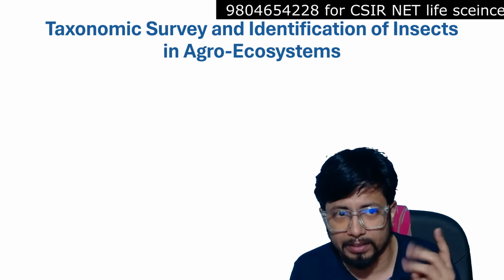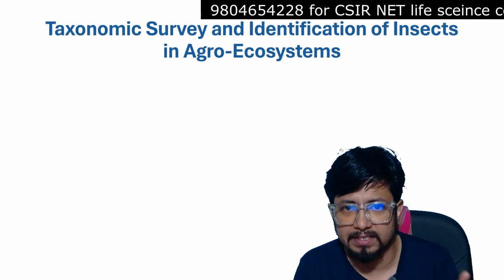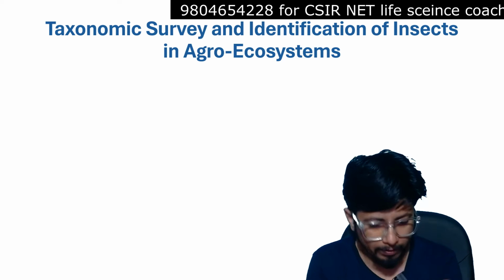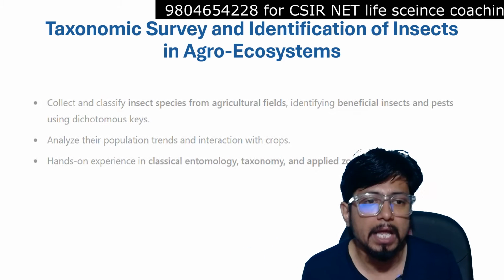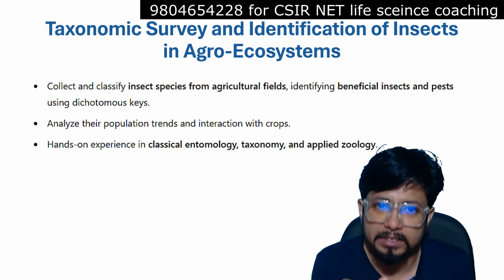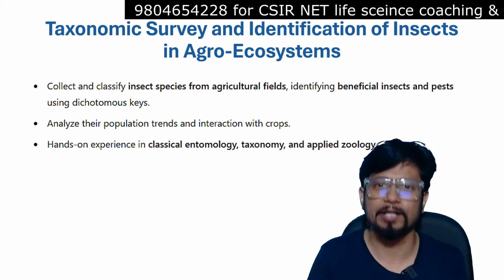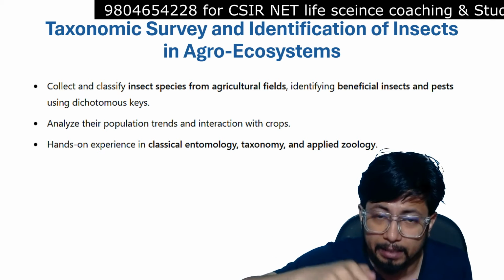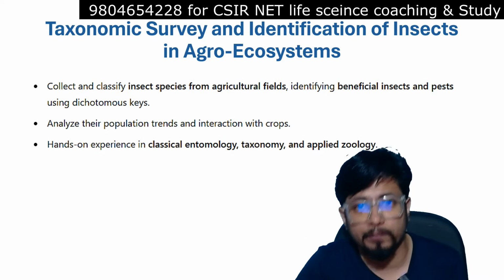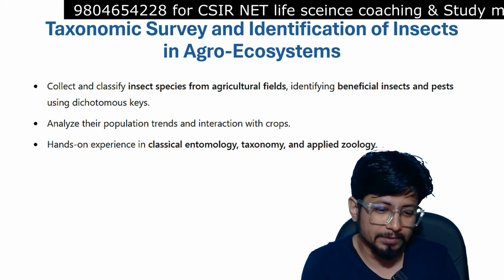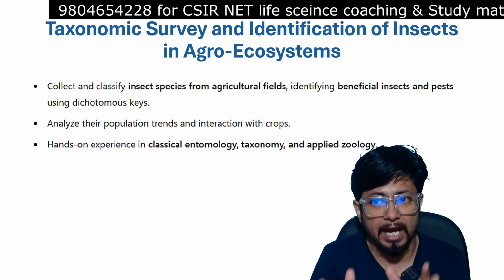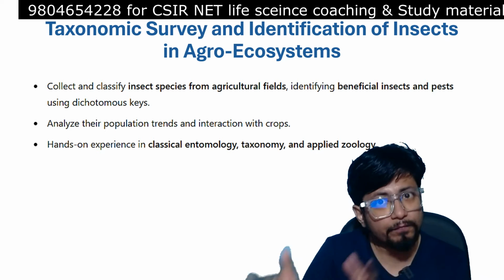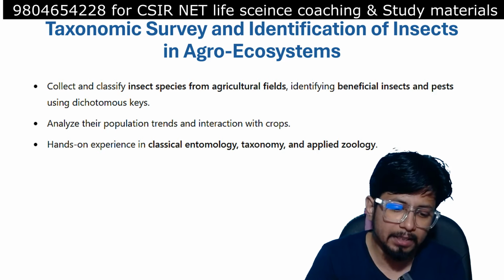Taxonomic survey, this is the third one. Taxonomic survey and identification of insects in agroecosystems, another one from zoology and ecology combined, zoology and botany together. So you collect and classify insect species from agricultural fields, right? You go to the agricultural fields, and this is a field study. You identify insects which are beneficial for the plants. You identify insects which are bad for the plants, meaning harmful for the plants, and you classify them.